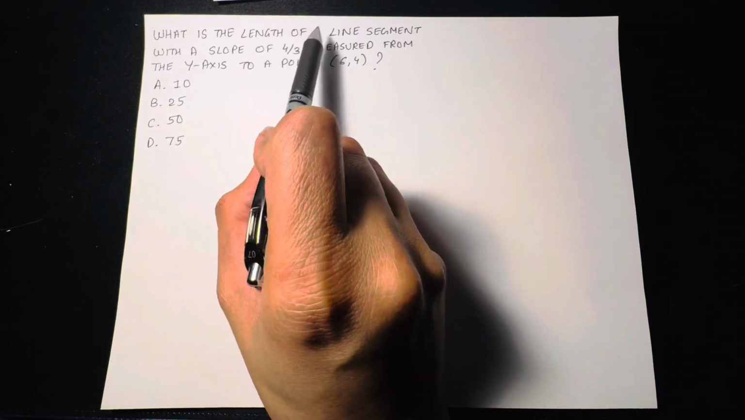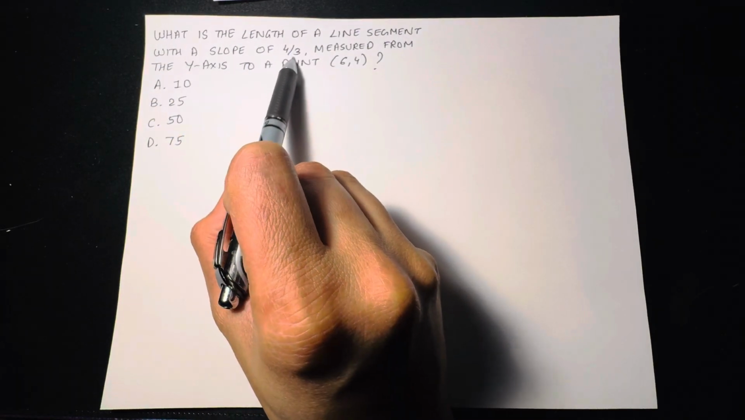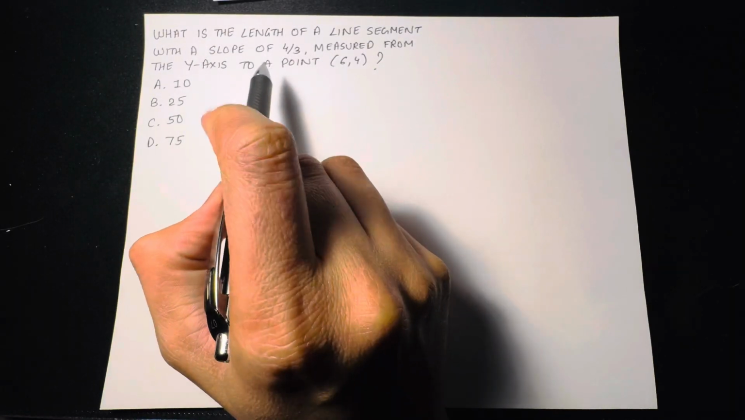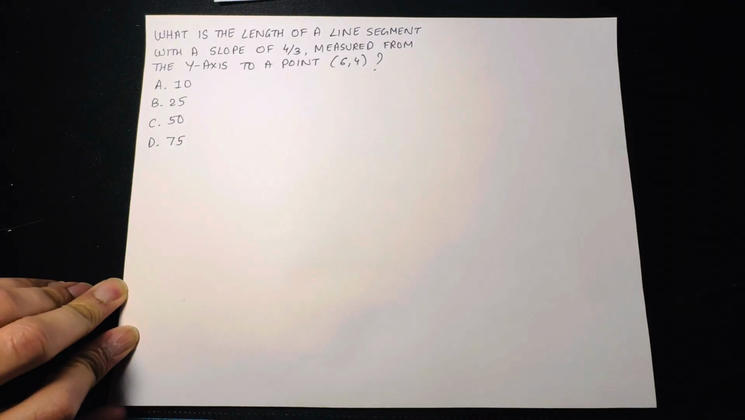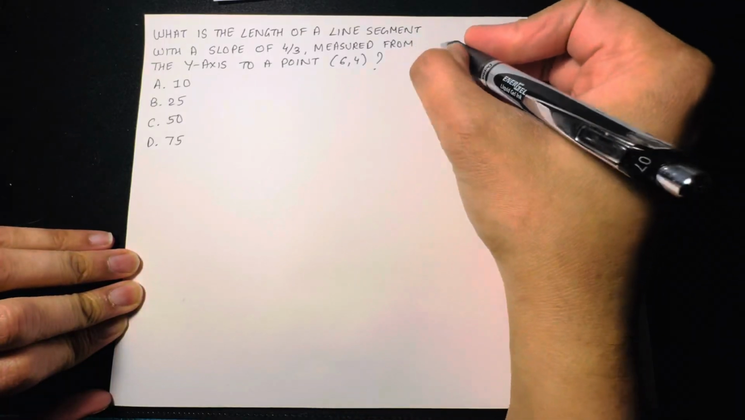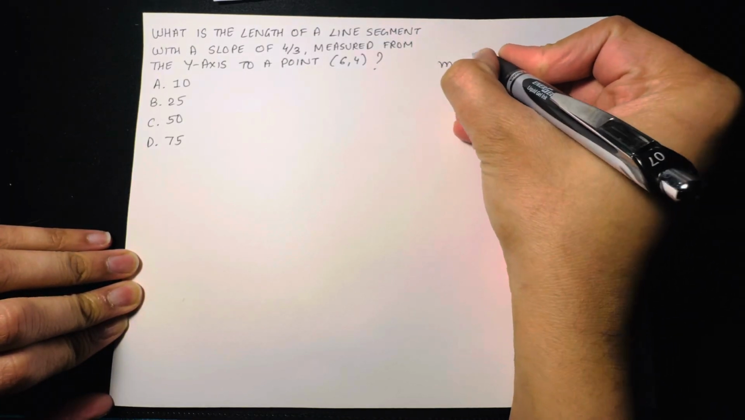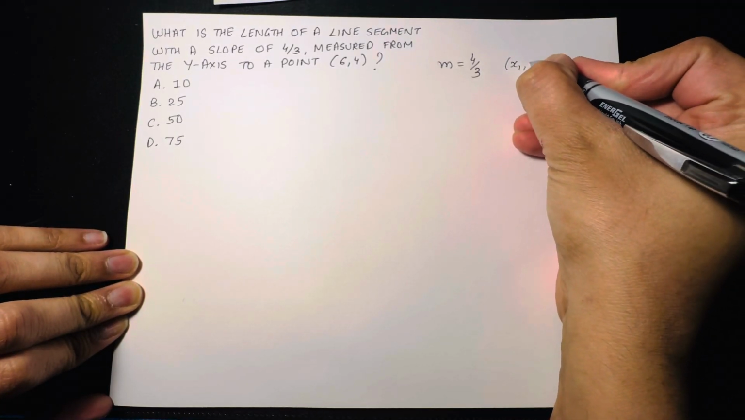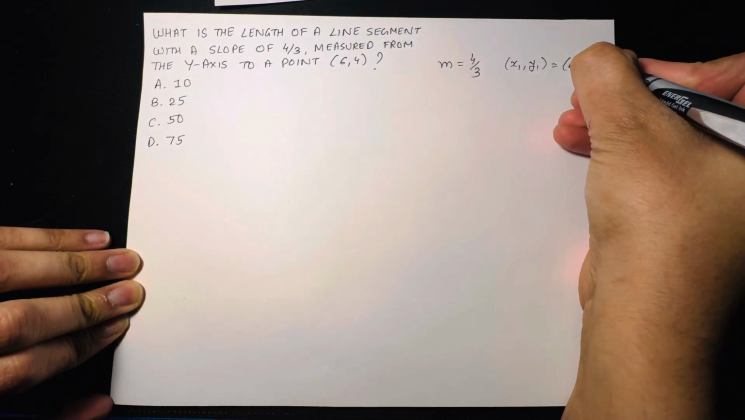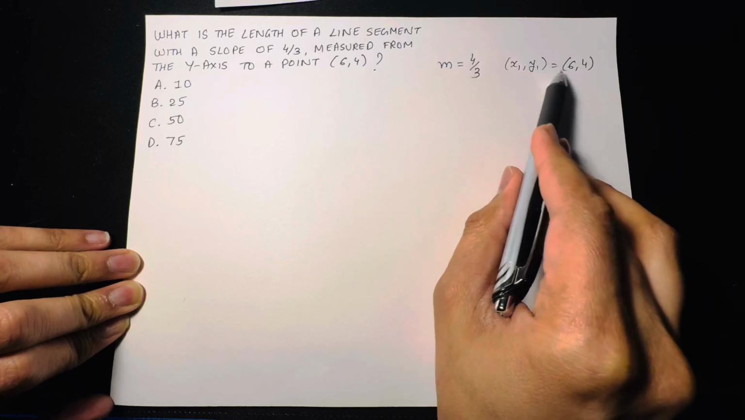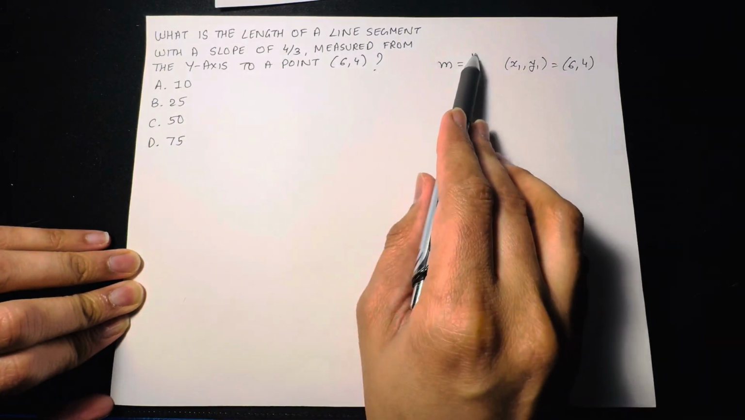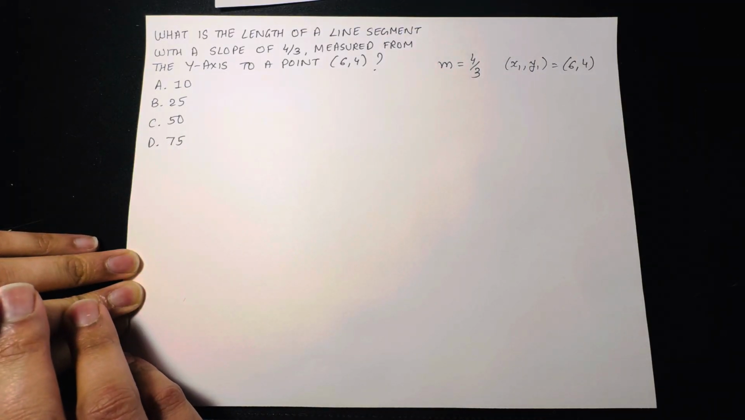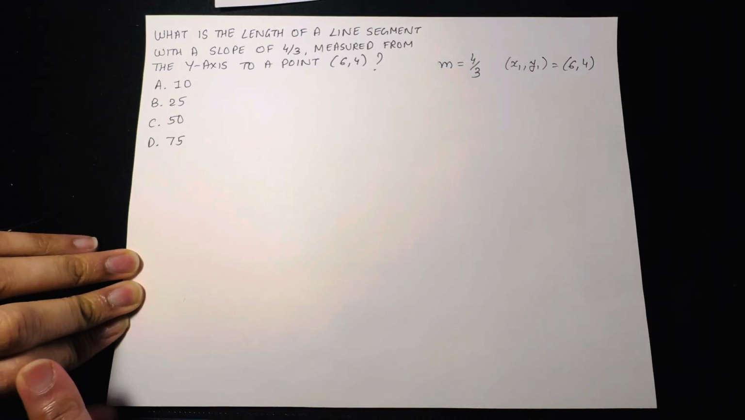What is the length of a line segment with a slope of 4/3 measured from the y-axis to a point (6, 4)? When you look at the question, it is clear that you have been given a slope, m = 4/3, and a point, x1, y1 = (6, 4). Looking at this question, it is very clear that it's a basic point-slope formula question.